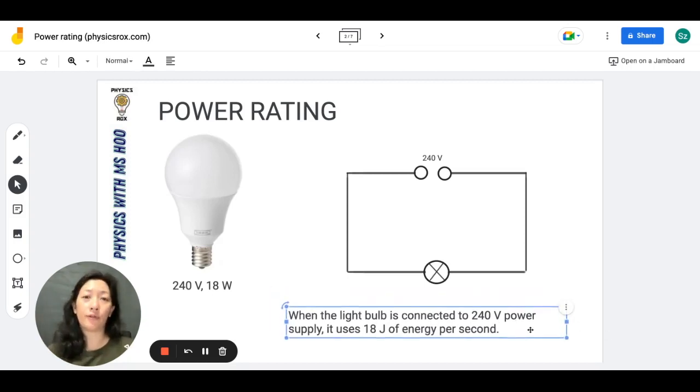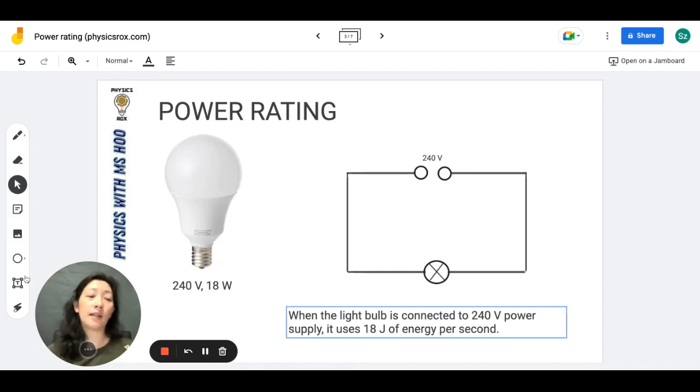Another thing that you should understand is this. This light bulb has been manufactured and designed to produce this 18 joules of energy per second, or 18 watts, when you connect it to 240 volts. Why this number specifically? Because this is the optimal brightness that the light bulb will work at. It's not the highest brightness, nor the lowest. It is the brightness that's just right, and it has been designed to work well for the use that you want it to.